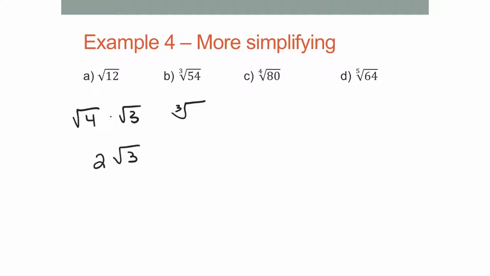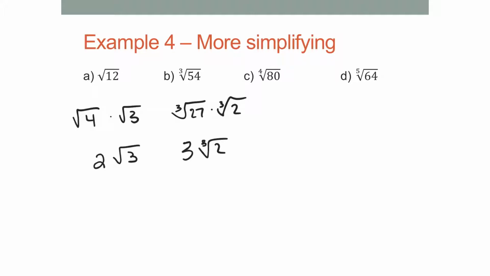Let's think about this one for a second. What other factors of 54 are there? There's 1 and 54. Of course, that doesn't work. There's 2 and 27. Can I take the cube root of 27? 3 times 3 is 9. 9 times 3 is 27. There it is. So 27 and 2. Cube root of 27 is 3 times the cube root of 2.